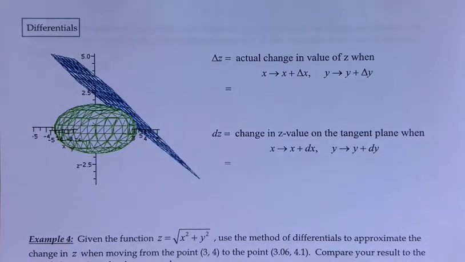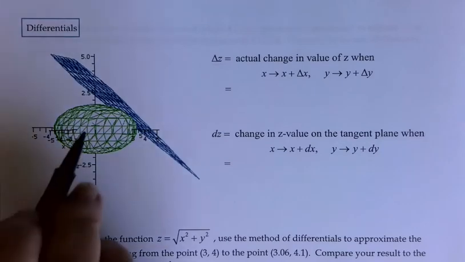This is section 12.7, part 2, and we're going to be looking at differentials. The differential is actually pretty closely related to the idea of the linear approximation, but instead of actually calculating an approximation for a new z-value, it just calculates the change, or the approximation to the change, in the z-value.